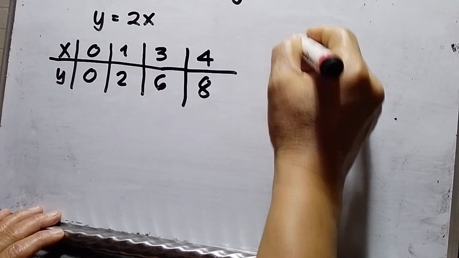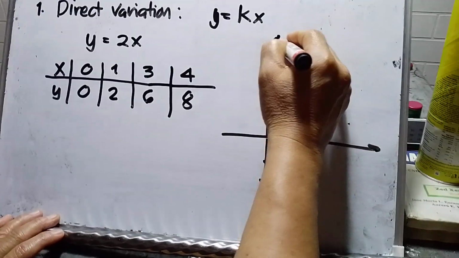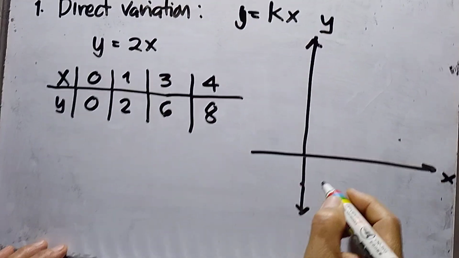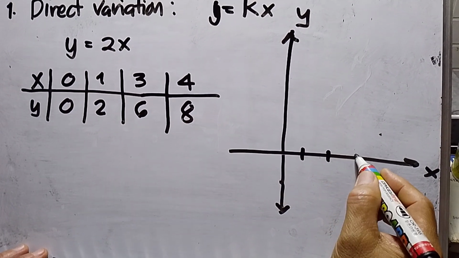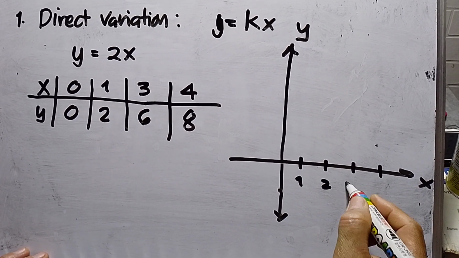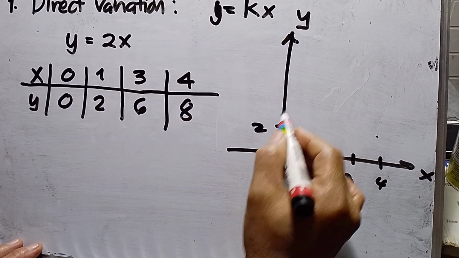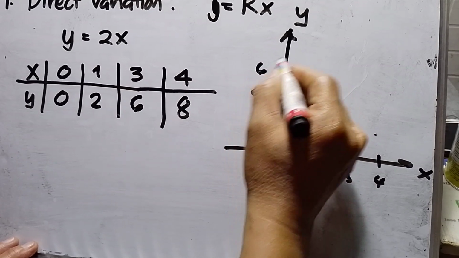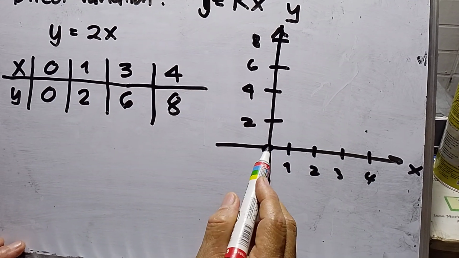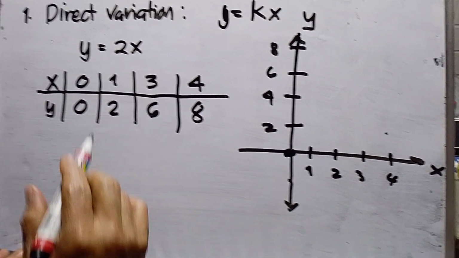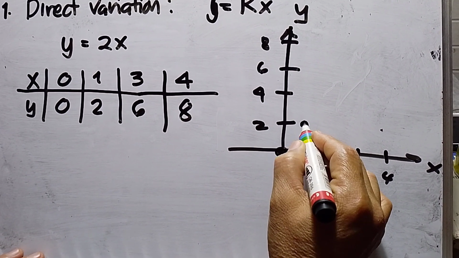So let's make a simple graph. This is y and this is x. So this is the x-axis. So 1, 2, 3, 4. And then this is y. So let's say 2, 4, 6, and then this is 8. So 0 in here, and then this is the origin, 0, 0. Coordinates are 0, 0. And then 1 and 2. X is 1, and then y is 2. So in here.